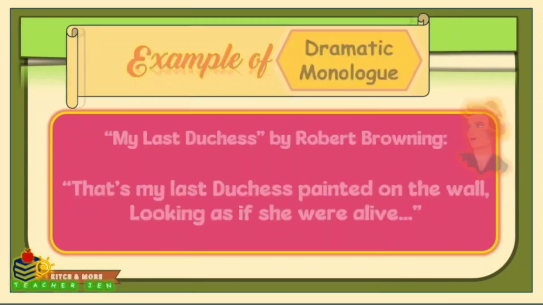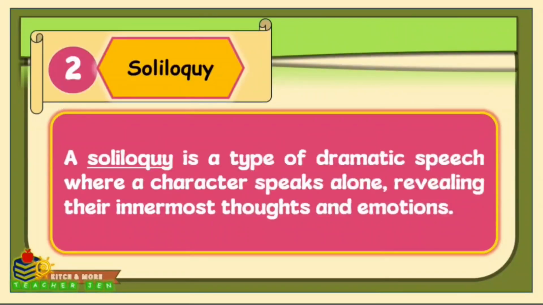Next is soliloquy. A soliloquy is a type of dramatic speech where a character speaks alone, revealing their innermost thoughts and emotions. This type of speech is often used in plays and can be a way for the character to reflect or express their personal struggles. A soliloquy is like having a deep conversation with yourself. It's a moment of reflection where the character is alone, maybe even struggling with their own feelings.